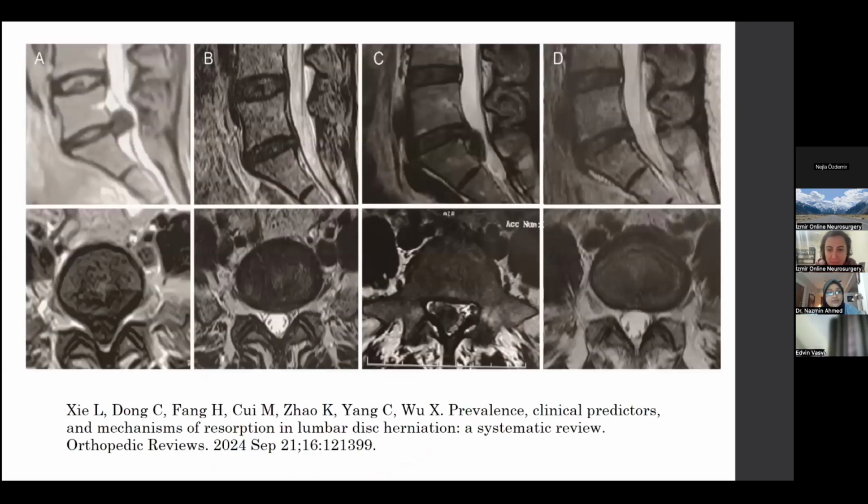So let's look at two examples. These are images of a T2-weighted section. It is evident that there is a huge herniated disc at the L5-S1 level. But in B and D, which are follow-up images of the same patient after 3 months, there is spontaneous resolution of the herniated disc material. Okay, so I am almost at the end of my presentation.